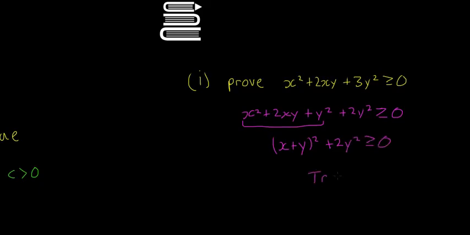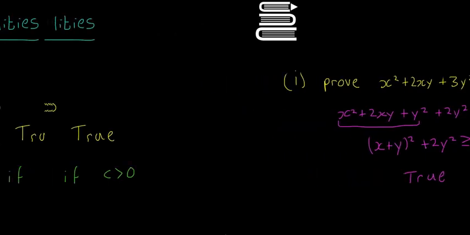And this is true because x plus y squared is a squared number that has to be positive, and y squared is another squared number, it also has to be greater than or equal to 0. So that means this statement is true. So that's all for abstract inequalities.